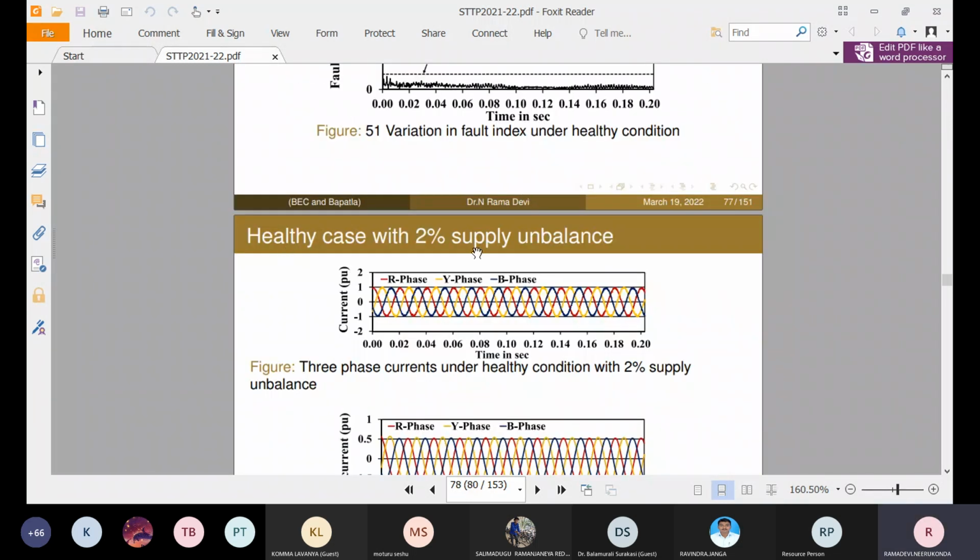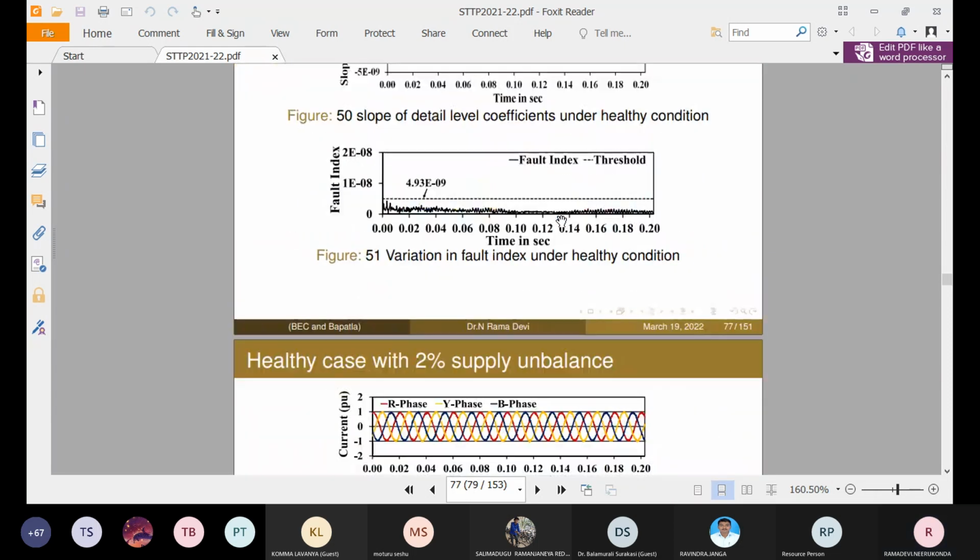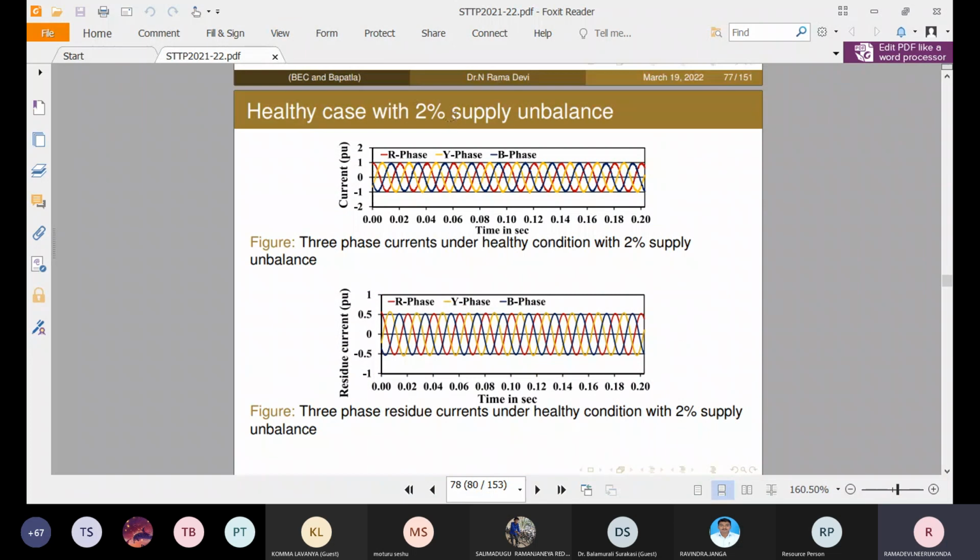Similarly, we take another case of healthy with 2% of supply unbalance. In the case of balanced supply, whether it is a fault or healthy condition is identified from the algorithm. Similarly, if 2% of supply unbalance is there, the currents are of similar nature to incipient faults in the R phase, Y phase or B phase of the stator winding. Because of that, we check the healthy case with 2% of supply unbalance.